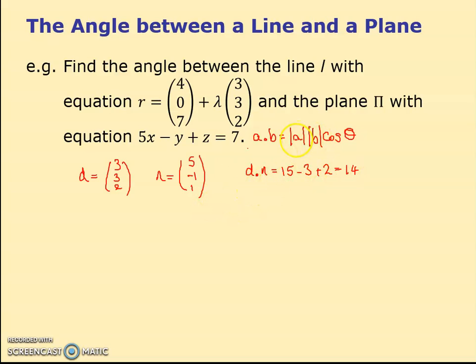I'll find the magnitude of d. So the magnitude of d is the square root of, and I square all the numbers. That's 3 squared is 9, plus 3 squared is 9, plus 2 squared is 4. So that's 22. Root 22 for the first one then. And then I've got the magnitude of n.